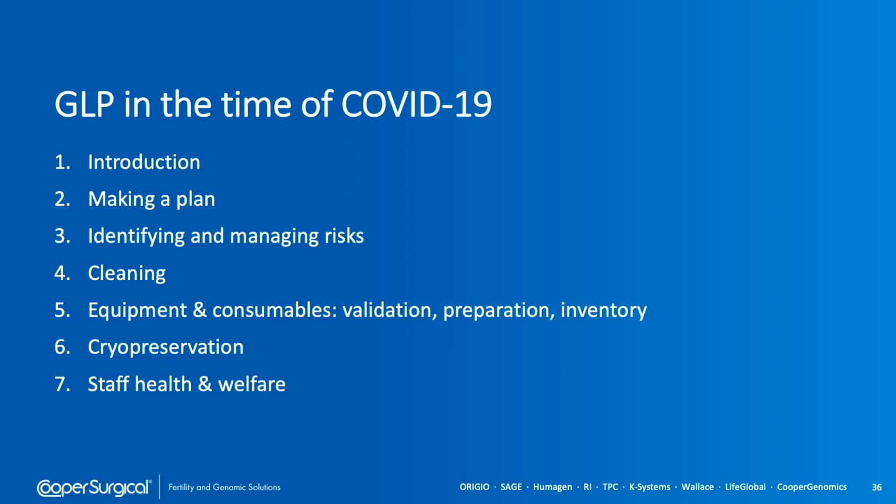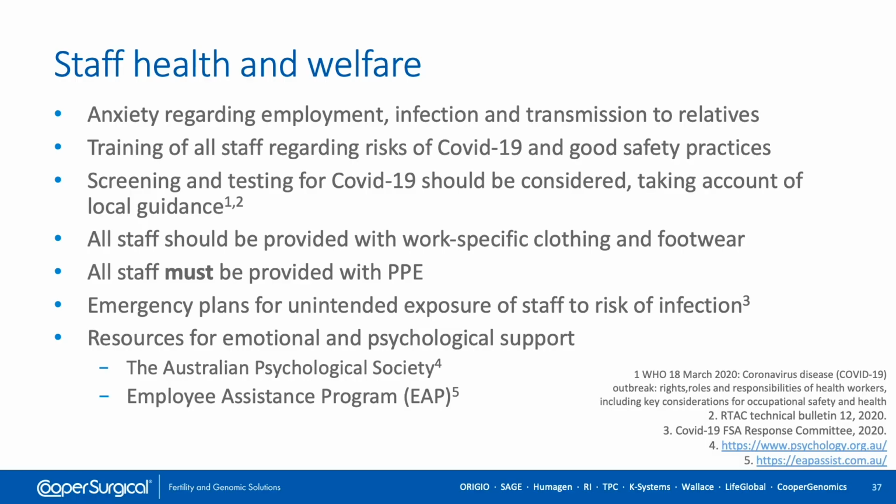Last, but by no means least, we need to consider staff health and welfare. It is to be expected that staff may be anxious regarding their employment and their risk of infection and viral transmission to their relatives on returning to work. To ease anxiety and minimize risk, it is important that all staff receive training regarding the risks of COVID-19 and good safety practices to avoid infection.